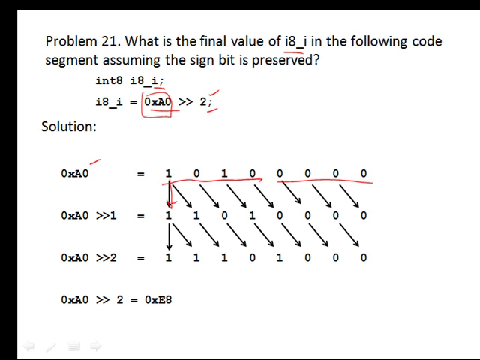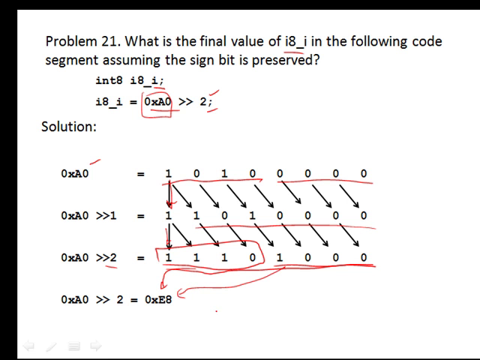We're going to assume the sign bit's preserved, so this sign bit's going to remain the same, and all these bits shift over to the right by 1 position. We're going to do the same thing again. The sign bit's preserved, shift all these bits over to the right by 1 position, and we're going to get this value here. The upper digit here is going to be E. This value here is going to be 8.